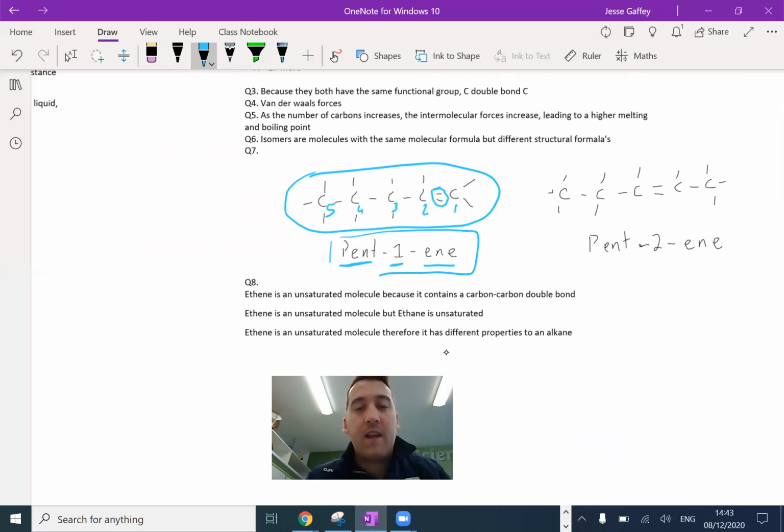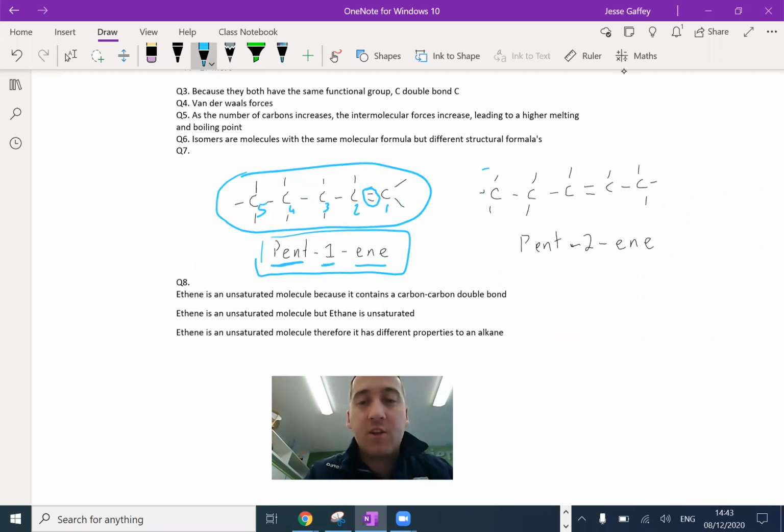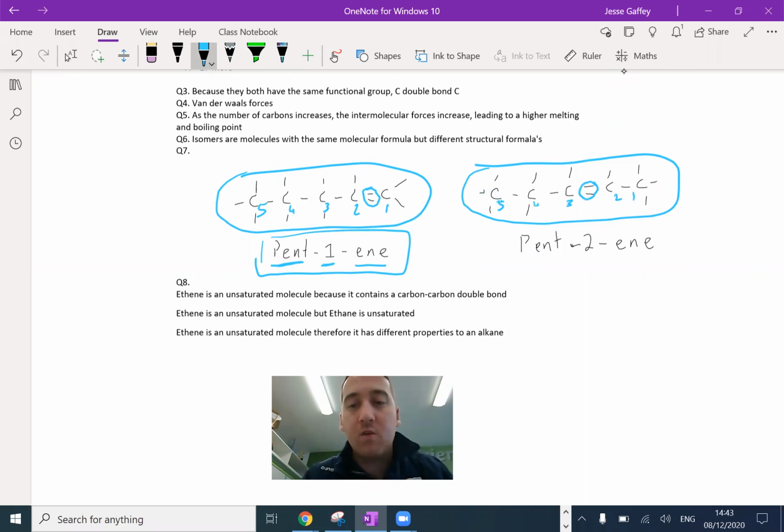Pent-1-ene. Now, generally, we would just call this pentene. We would drop the 1. But this one over here, again, it has 5 carbons in the longest chain, and the double bond is after carbon number 2: 1, 2, 3, 4, 5. So it starts on carbon number 2. Because this is not a 1, we have to include the number: pent-2-ene.